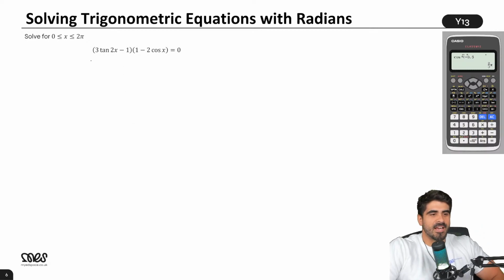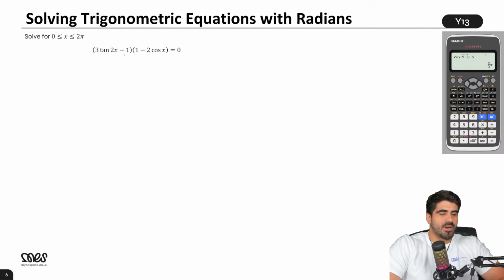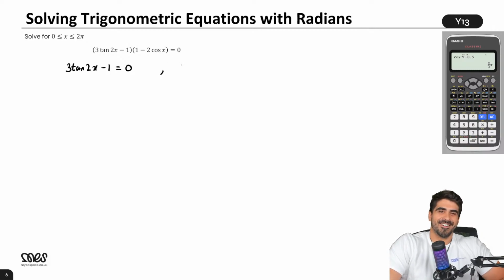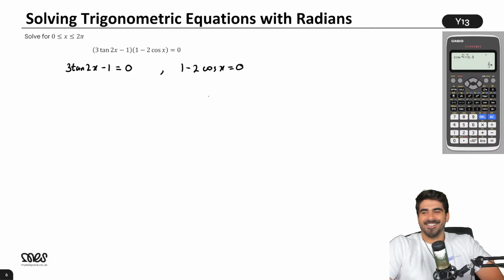Guys, I've made your lives easy. It's already factorized. So either 3 tan 2x minus 1 is 0, or 1 minus 2 cos x is 0. Yeah? Okay.